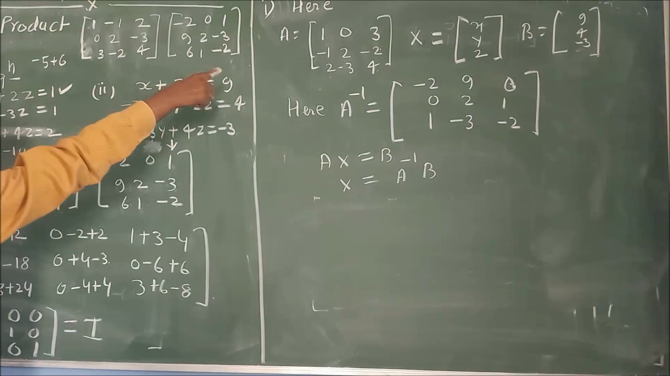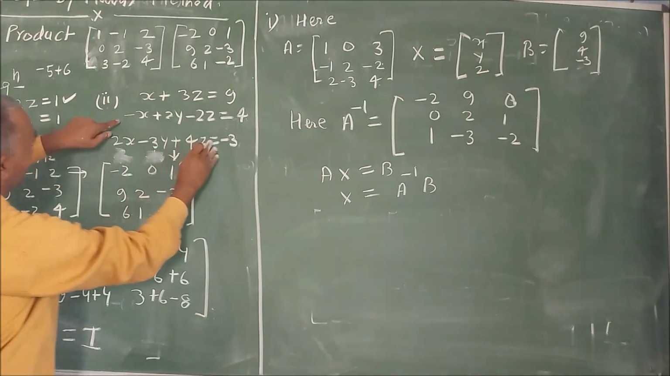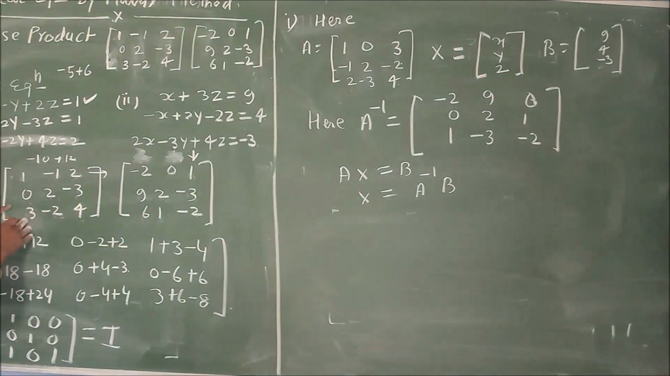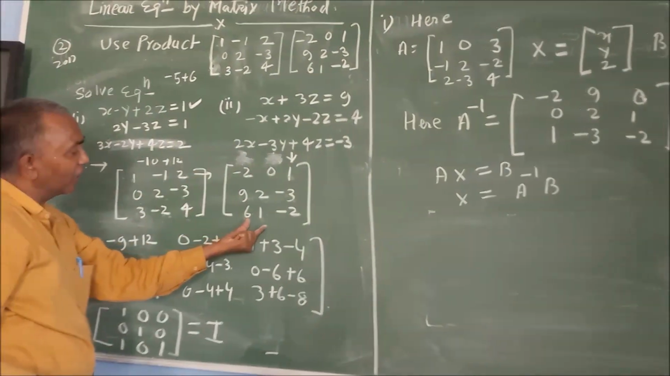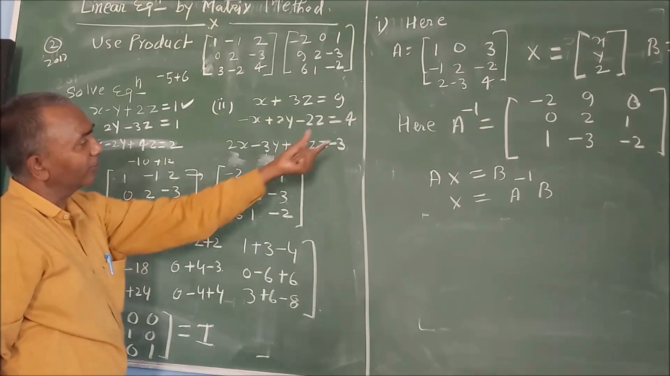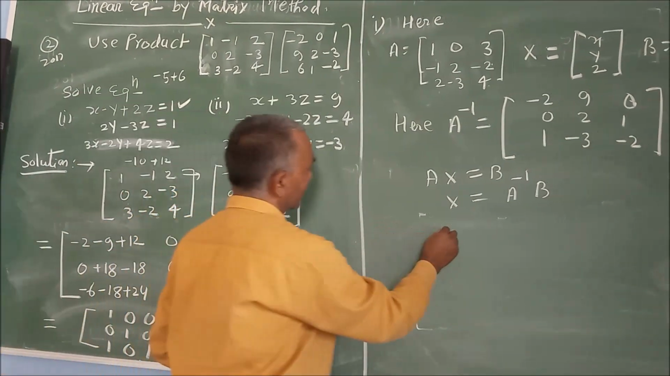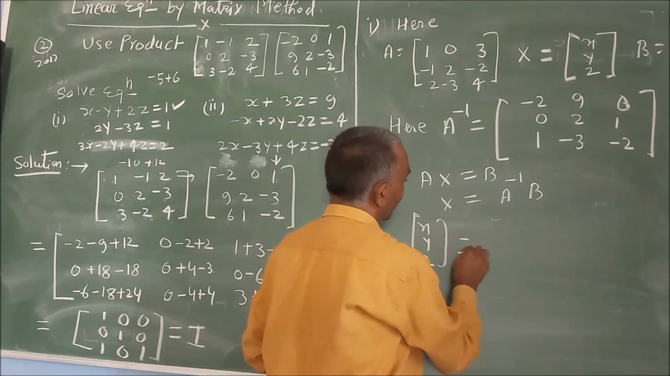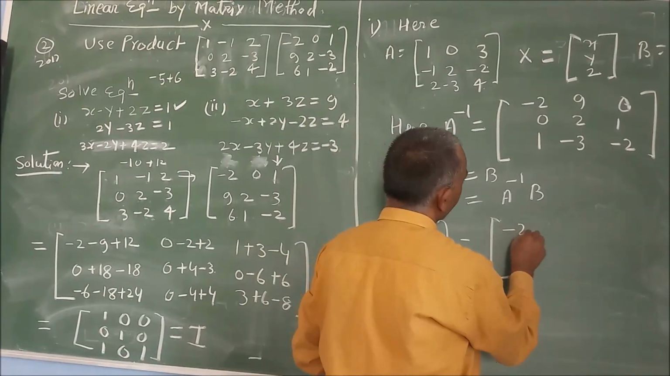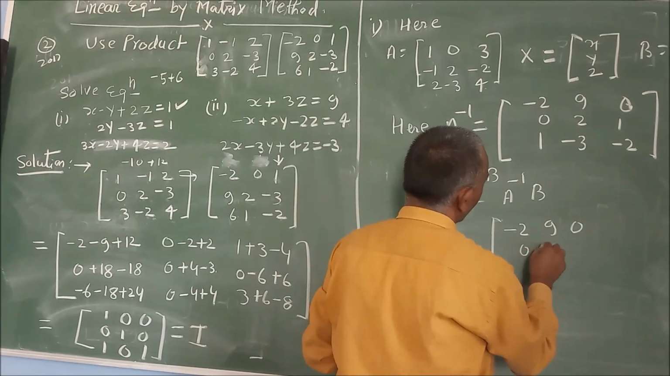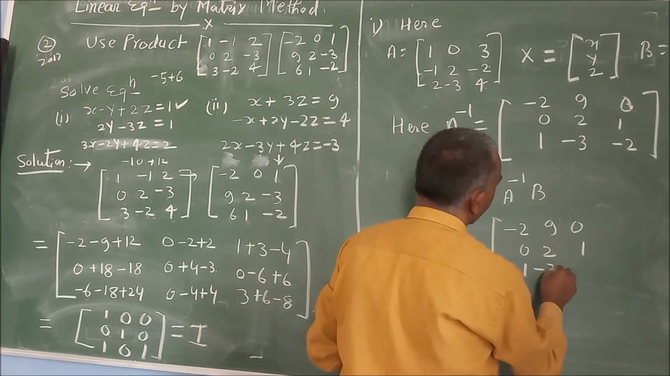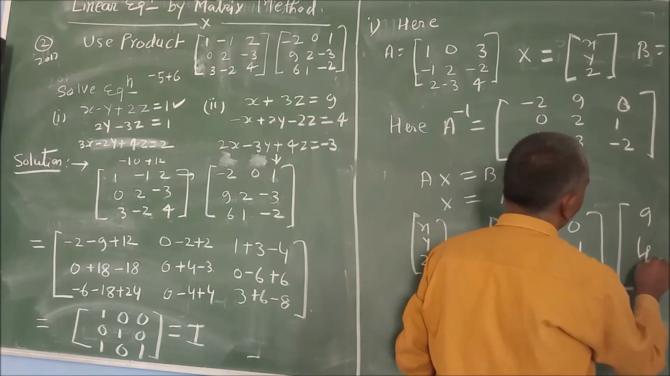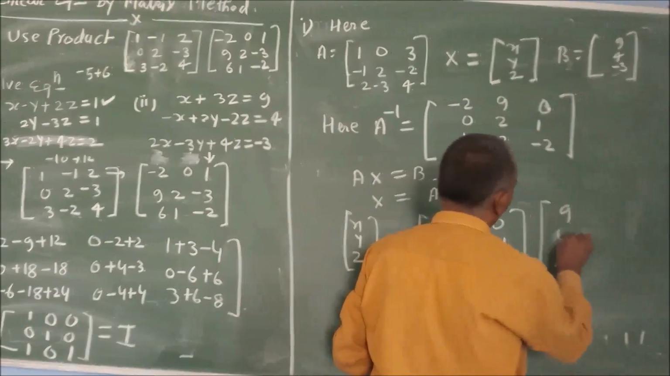Watch here this original equation. If you solve the linear equation this term, this will be your A, and this is transpose of this term. So A inverse must be transpose of this term. So A inverse is equal to this, and we will use this. x, y, z is equal to A inverse, A inverse is here minus 2, 9, 0, 0, 2, 1, 1, minus 3, minus 2, and B is also 9, 4, minus 3.